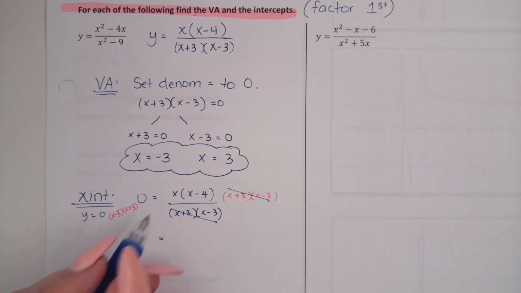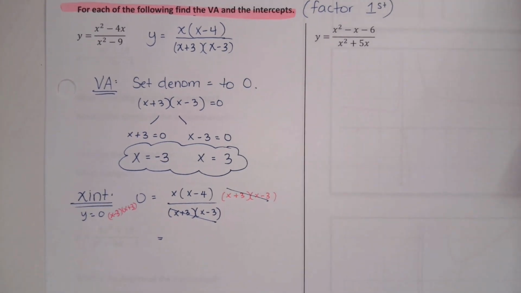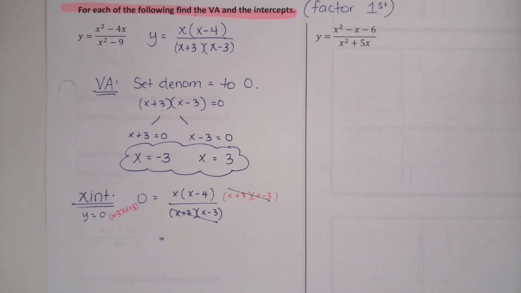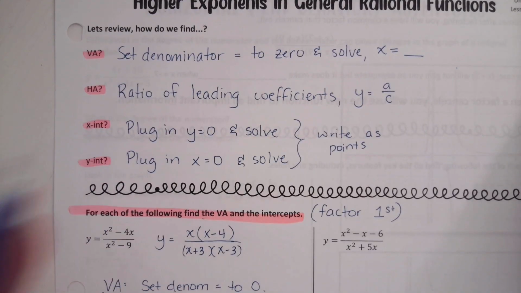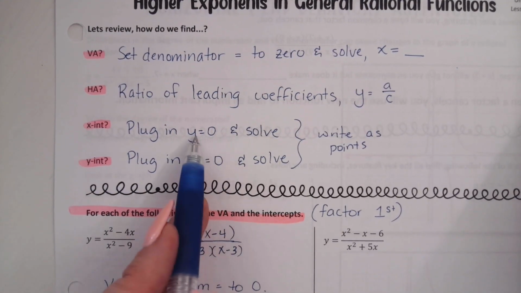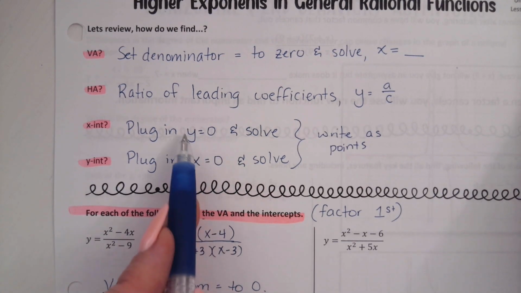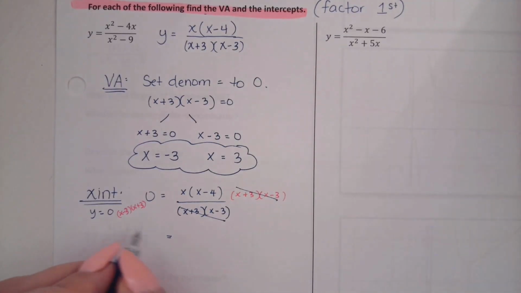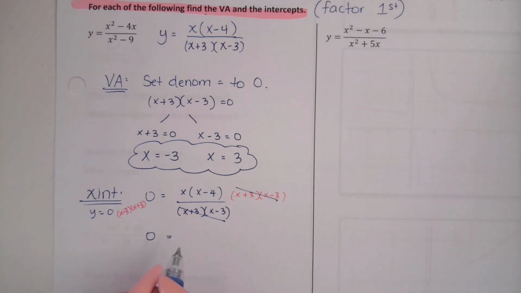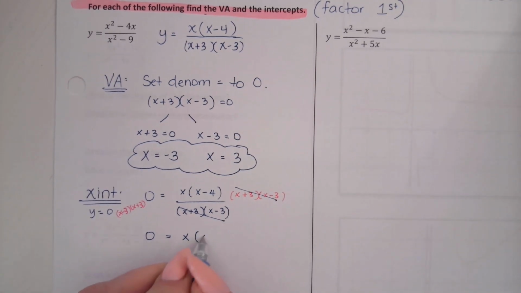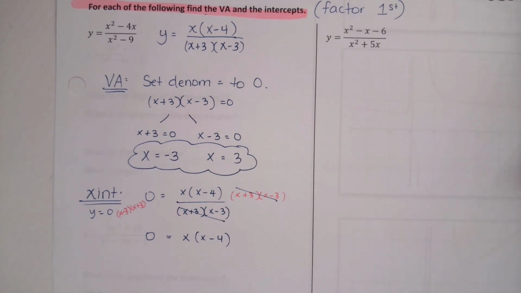It's going to be just which part equals 0? X. It's just going to be just the numerator equals 0. So for the x-intercept, if you're plugging in 0 for y, you're technically just setting the numerator equal to 0. Because on the left it's going to turn to 0, on the right the denominator is going to cancel, and we'll be left with just numerator equals 0.